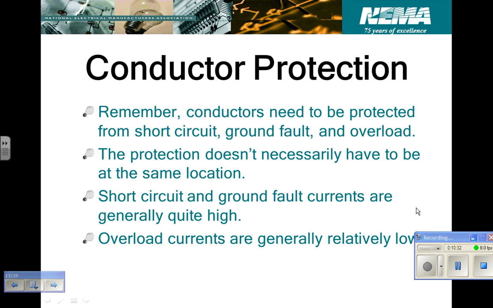Remember, conductors need to be protected from short circuit, ground fault, and overload. Really and truly, for our tap conductors, we only need to protect against short circuits. Fuses and breakers are really not going to protect against a ground fault at all, are they? Unless they're GFCI receptacles or breakers. In a motor situation, they're probably not going to. And the overload is going to be protected by the motor overloads.